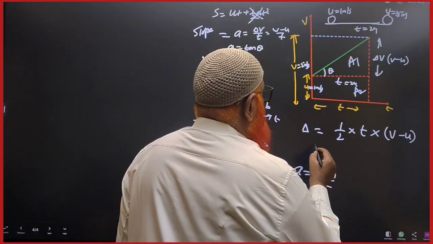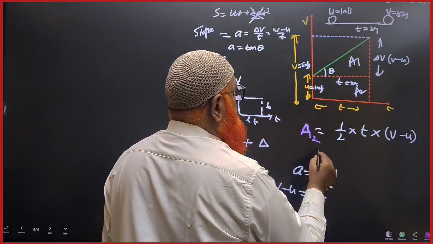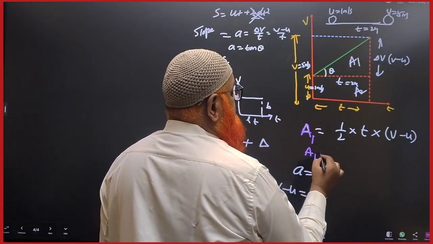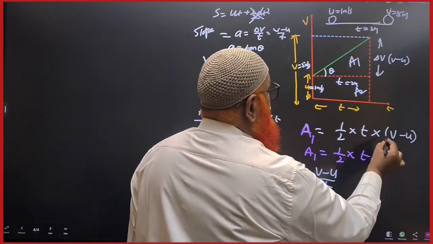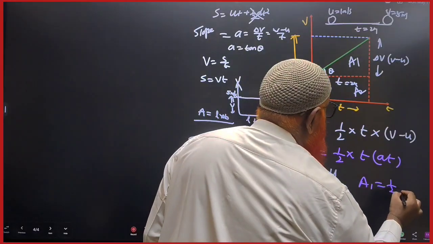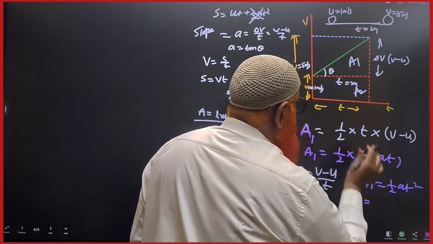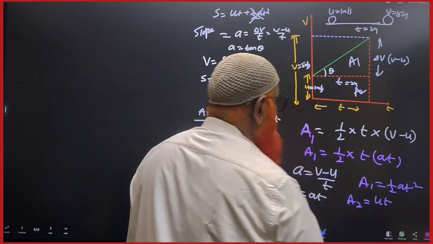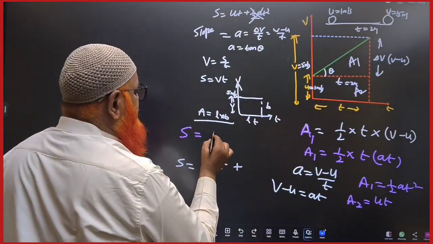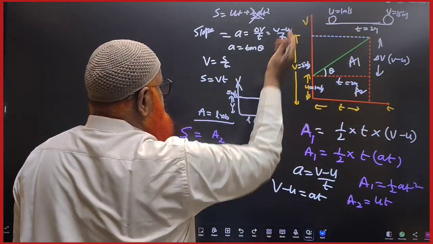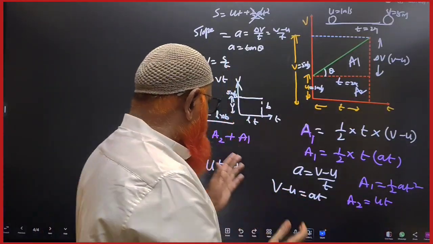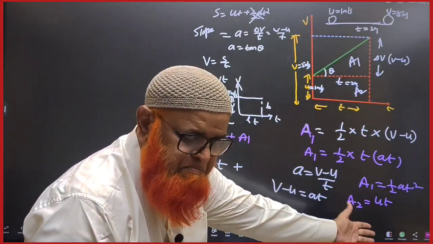Okay, so that second area is taken as a2, and the first area as a1. For the triangle, we need half into time, and v minus u is written as a into t. So finally a1 is nothing but half a t square, and a2 is nothing but length into breadth, which is u into t. So the displacement is the first area, a2, which is below, then the second area, a1. So a2, which is u t, plus a1, which is half a t square, is ready.